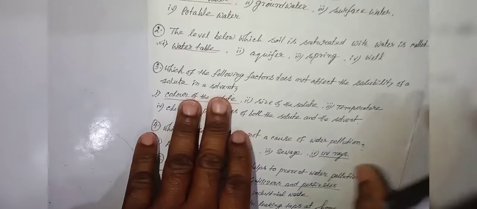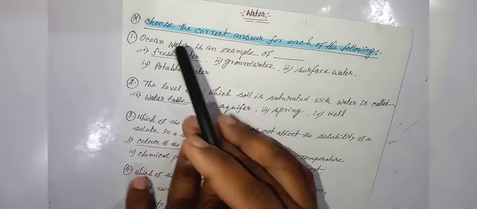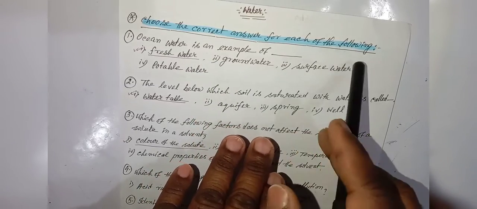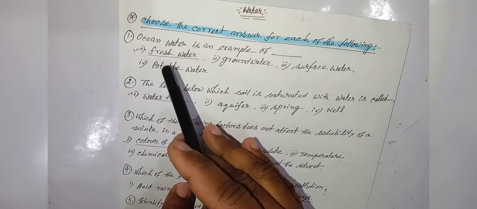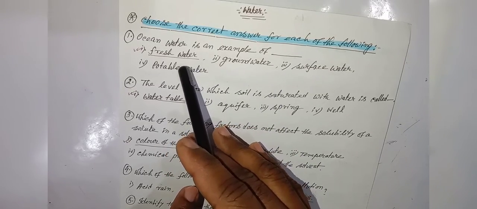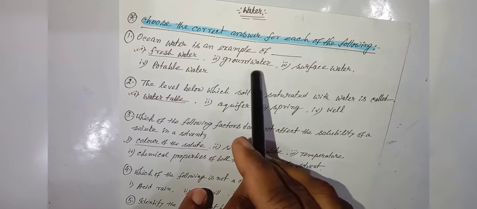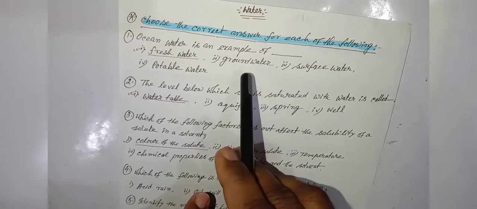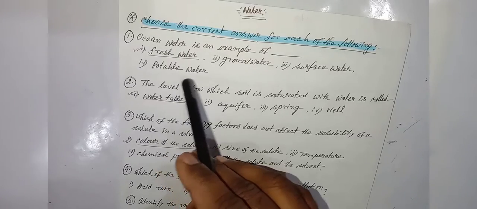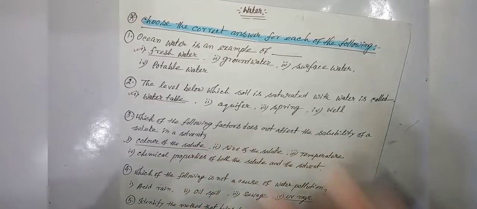Next part. Choose the correct answer for each of the following. Ocean water is an example of fresh water. This is not the right answer. The options are groundwater, surface water, and others.